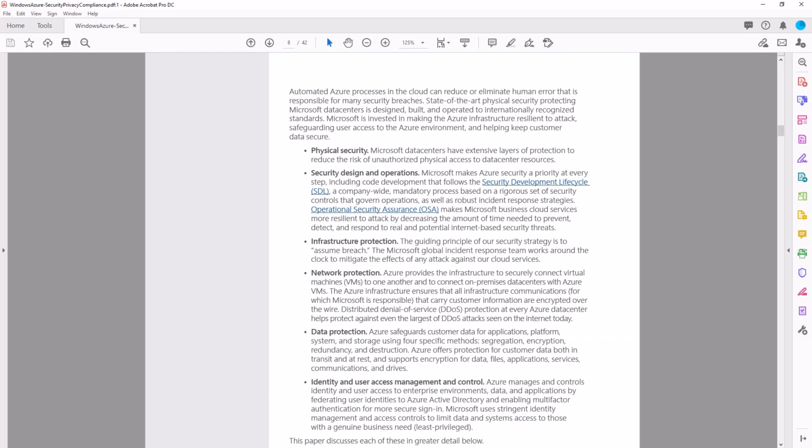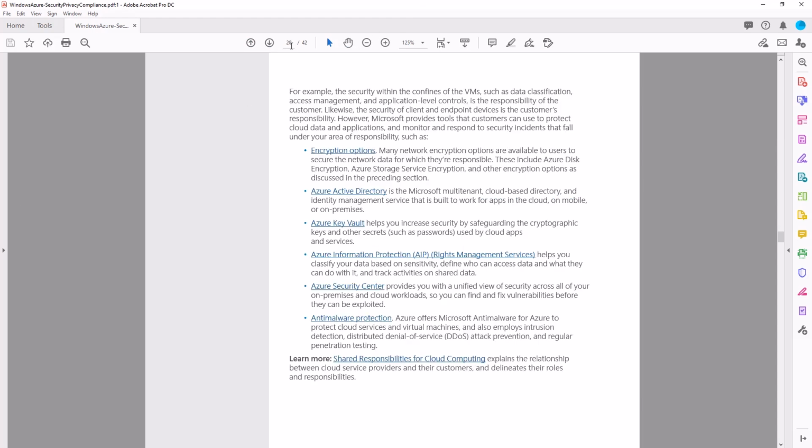So security is about creating a safer world for digital transformation. This includes physical security, security design and operations, infrastructure protection, identity and user access management and control, network protection, data protection, all while having a shared responsibility for security.